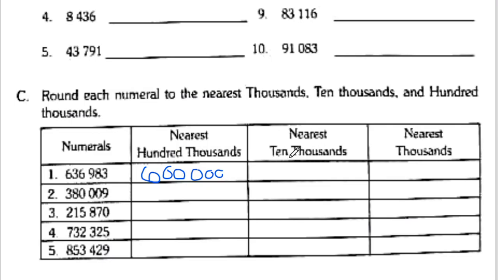Then how about the nearest 10,000s? The place value of the digit 3 here is 10,000s. This is our rounding place. Then look at the right side. 6 is greater than 5, so we need to add 1 to digit 3. It will become 4 and the rest will become 0. Copy 6. Then 3 will become 4. Then the rest of it will become 0.